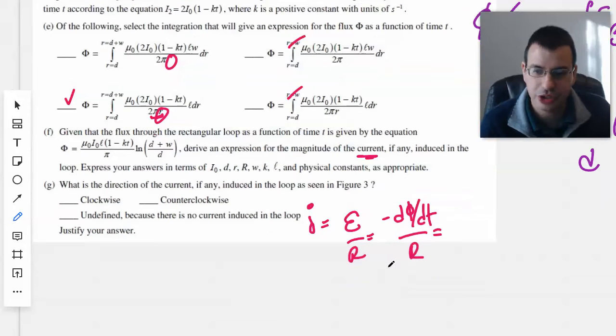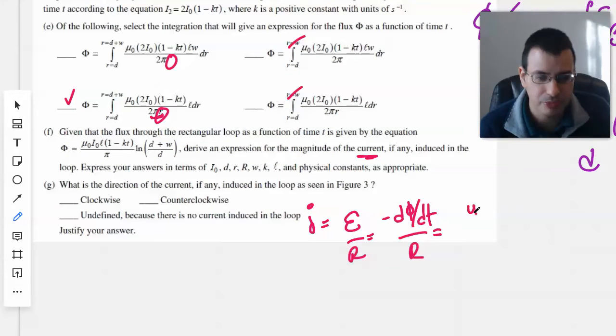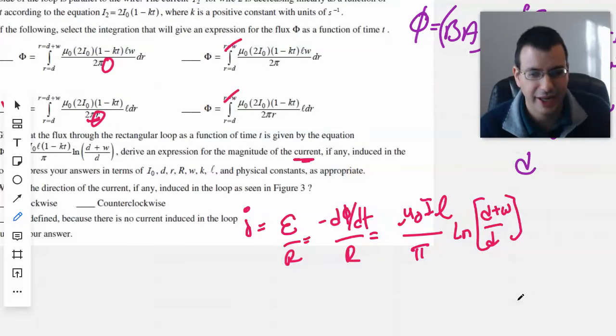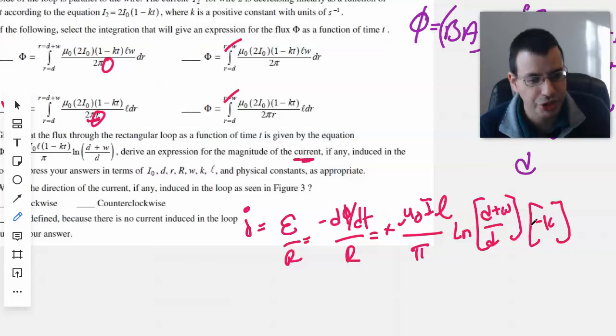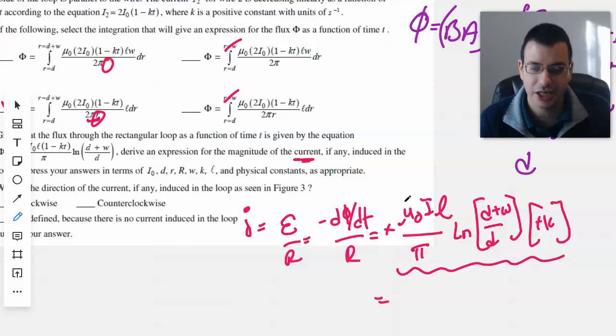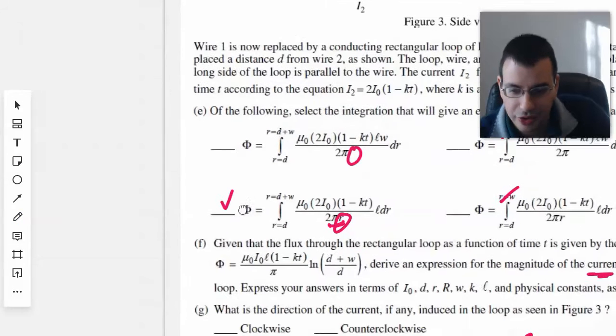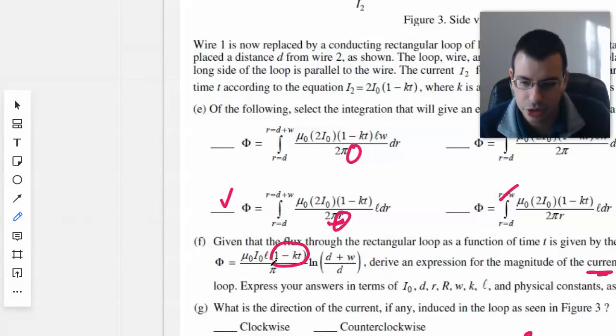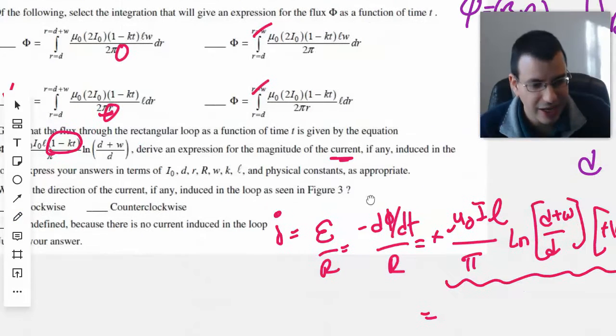So if I zoom out just enough, then we can see that it's mu naught IL over pi times natural log of d plus w over d. And then we're going to multiply by negative k. But then there's also a negative over here. But since we're looking for the magnitude, the signs don't matter. And that's the answer. So all I did was I took the derivative. I pulled everything out because it was a constant, except for this portion right there. Did I forget the L again? That L, nope, I didn't.